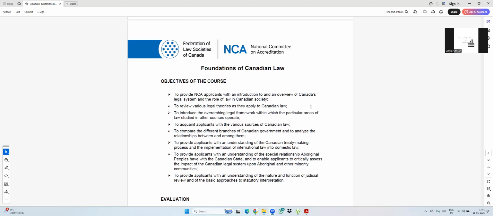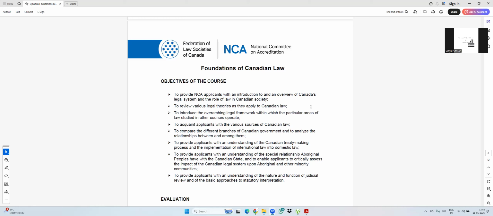So whenever we start for any NCA preparation, first I ask the students to read the syllabus, specifically this part. Okay, objective of the course. That gives us a slight hint to what they are looking for, what they want you to know. So here we get the idea that they want you to understand basically an overview of Canada's legal system and the role of the law in Canadian society.